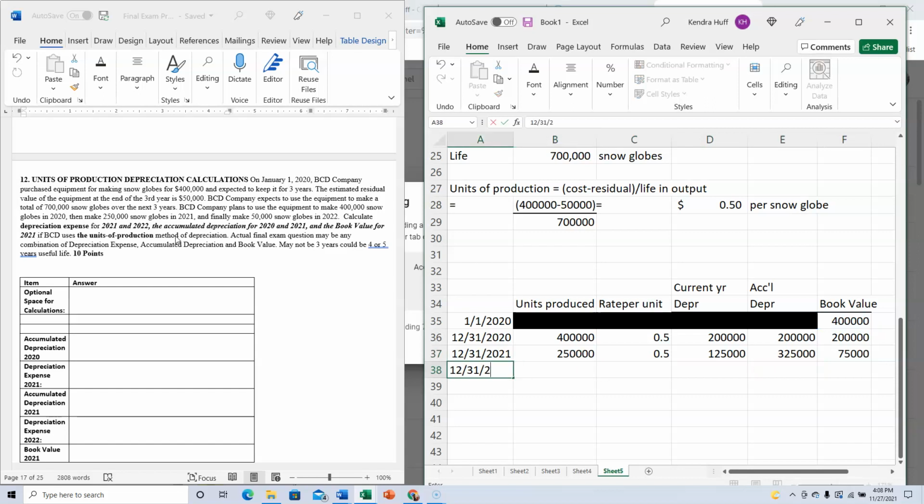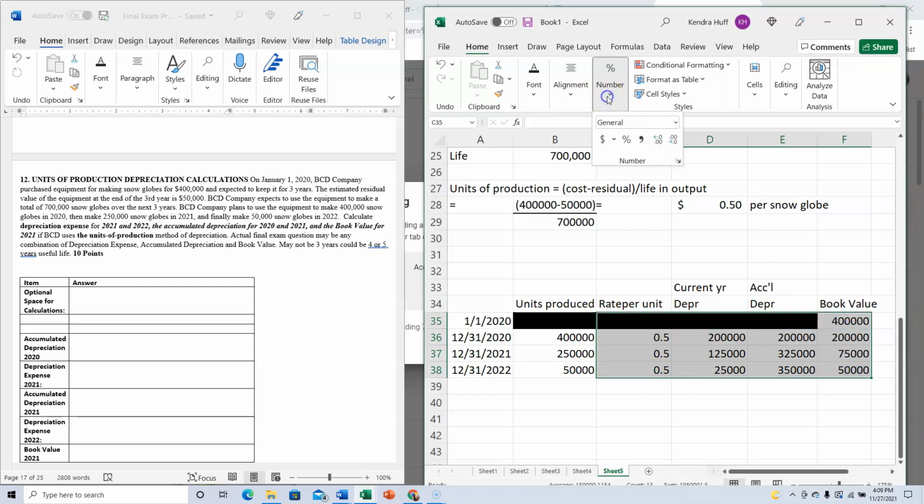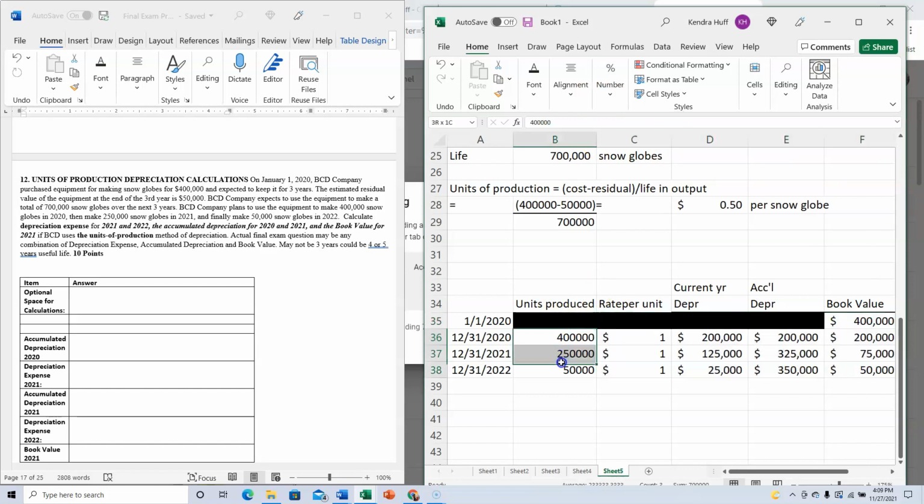Alright, and then 12/31/2022, we made 50,000 more. Rate stays the same. Multiply. And then the previous year's accumulated plus current year's depreciation expense. And our book value is cost minus the accumulated. Okay, so all of these are dollars, and this is just a number.